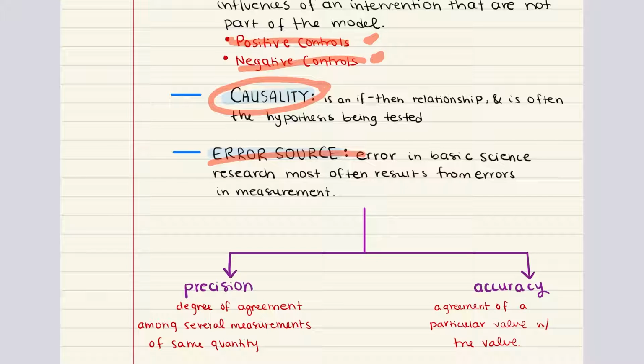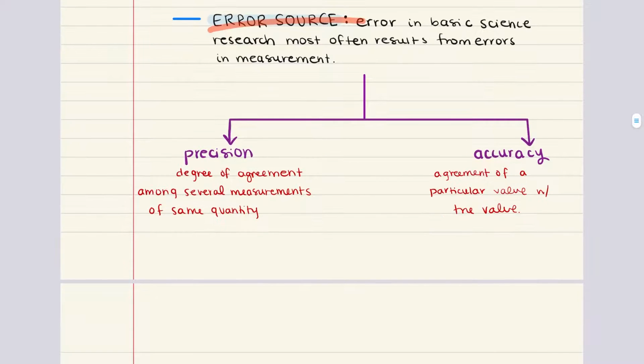Random errors are usually less concerning if the sample size is large enough because their effects average out over multiple trials. To further understand error, we can break it down into two related but distinct concepts: precision and accuracy.